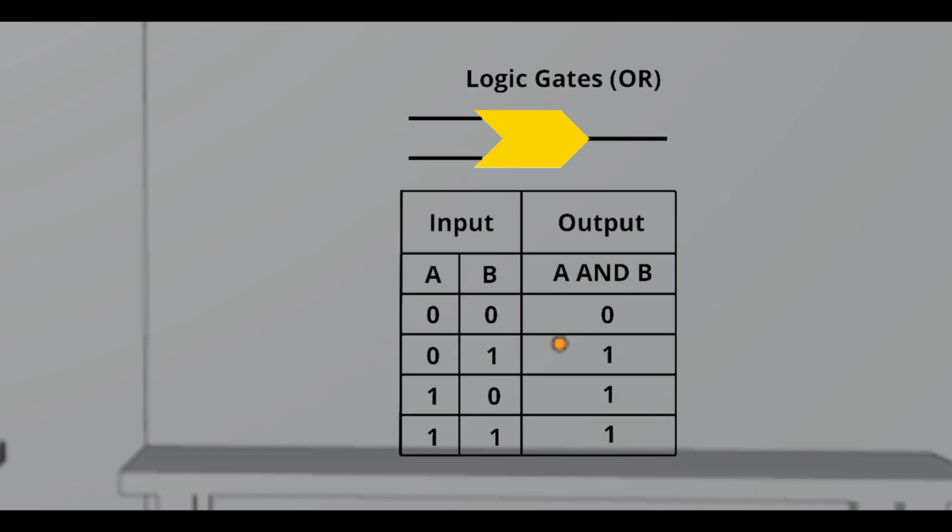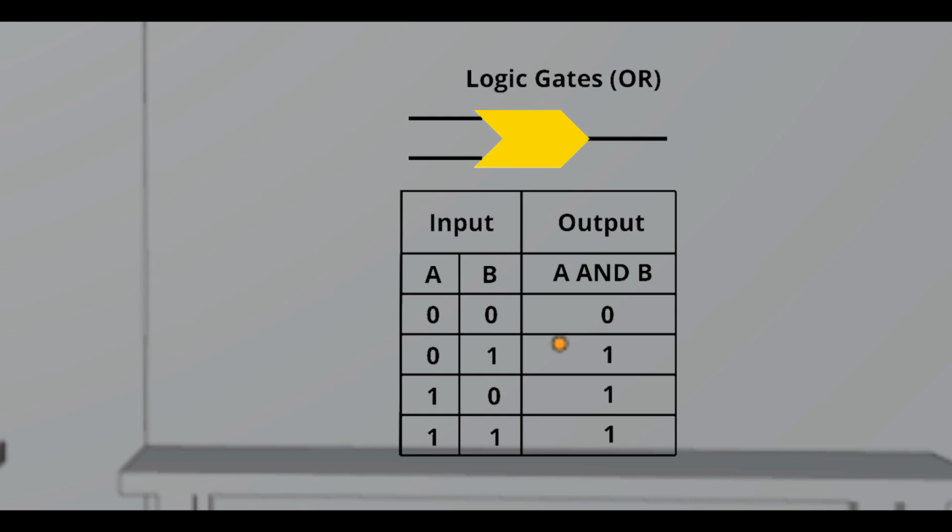The OR logic gate produces an output of 1 if one or both of its inputs are 1. Let's look at the truth table to understand how it works. Row 1. Input A equals 0, B equals 0. Output equals 0. Row 2. Input A equals 0, B equals 1. Output equals 1. Row 3.